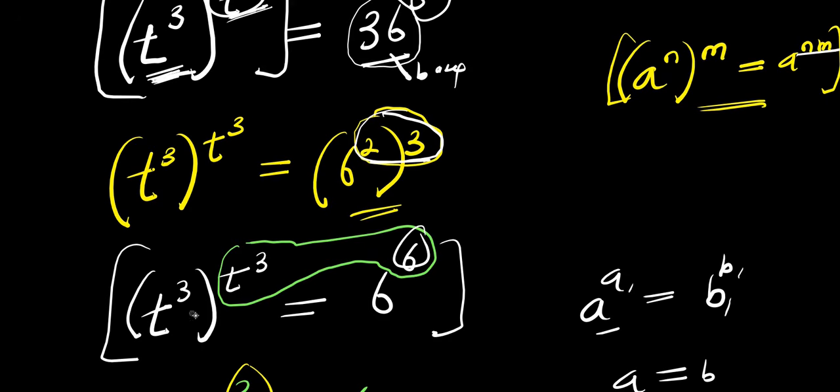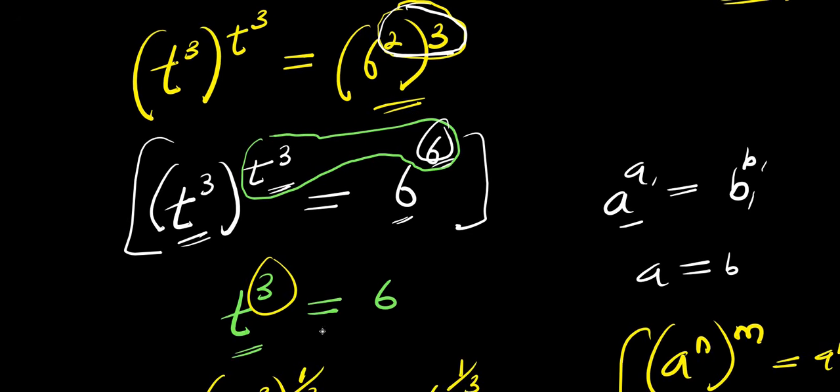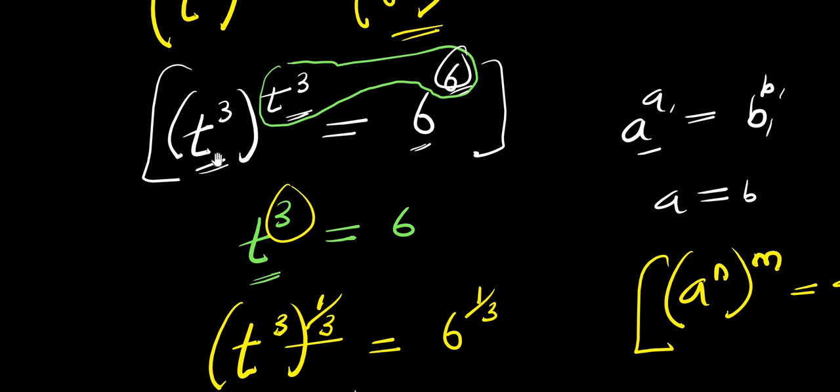So at this particular point, the base and the exponent happen to be the same. So we then equate each of them and we solved for the unknown variable.